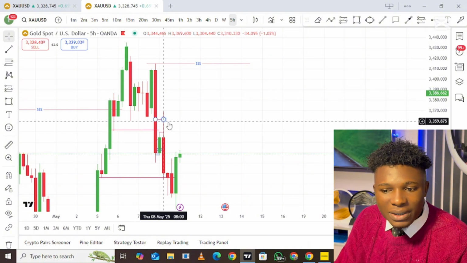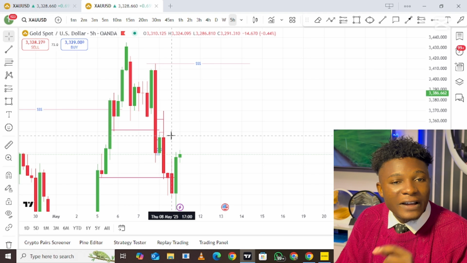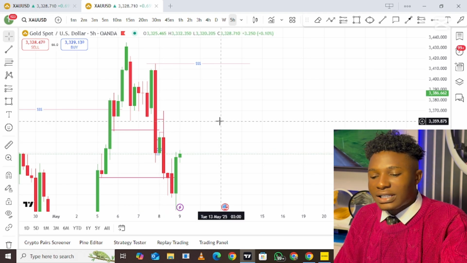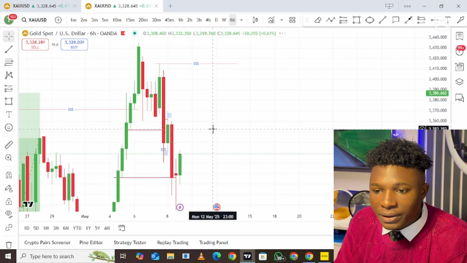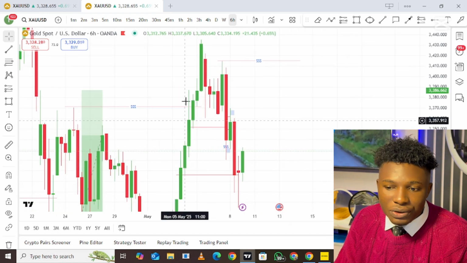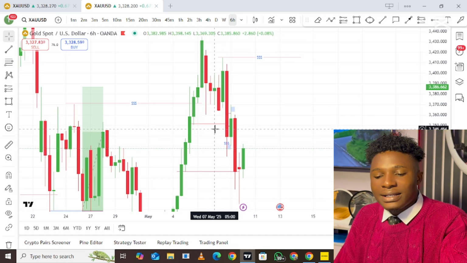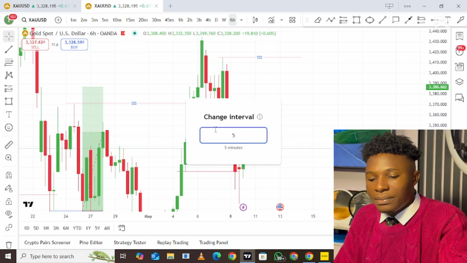Then for the next move, before price can break this one, a 5-hour time frame candle has to end up as a bullish candle. Let's check the 6-hour time frame. Let's hold up on the 6-hour time frame. On the 6-hour time frame, you don't have any liquidity right here, so you're not even expecting anything. But the analysis started from the 5-hour time frame.